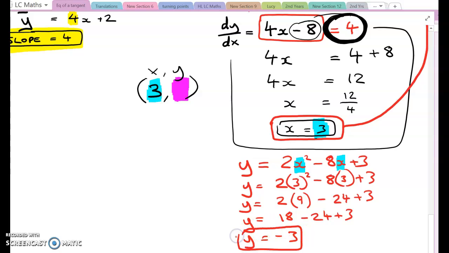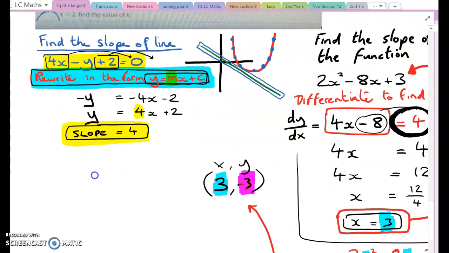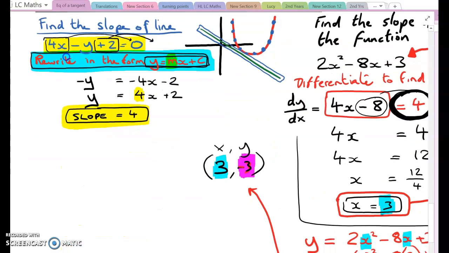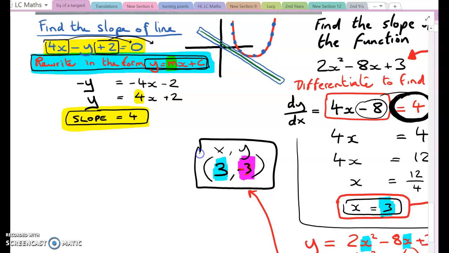And now I have my y coordinate that I can put in there. So it's minus 3. So now I know the point. That was what the question was. The question was, find the point on the curve where the slopes are the same. And the answer is 3, minus 3.